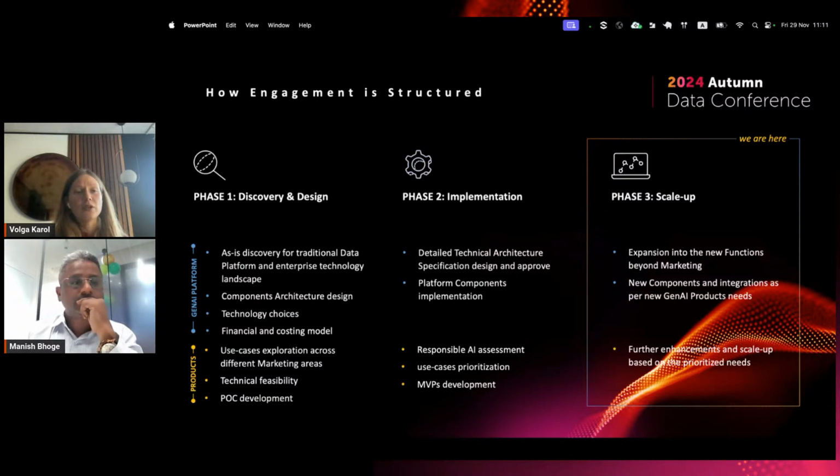So basically, a lot of emphasis within discovery and design was to understand how the existing traditional data platform is structured with the technology stack, and how we can align to the existing technology landscape and standards. Obviously, we are talking about Gen AI implementation, and we've been looking a lot into understanding what vector database should be selected, what guardrails should be selected, and what model garden should be selected.